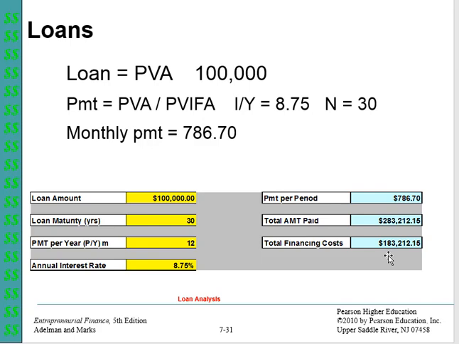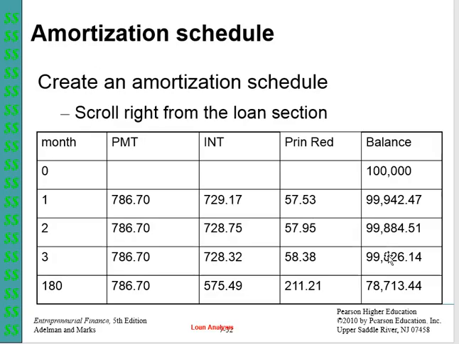You might say that it would behoove us to pay off this loan sooner rather than later, certainly sooner than the 30 years that's owed. On the worksheet, if you scroll to the right, you will find an amortization schedule. It lists the payments. Here's the beginning balance, $100,000. So when you make the first payment of $786, $729 of that is interest, $57 of that is principal.